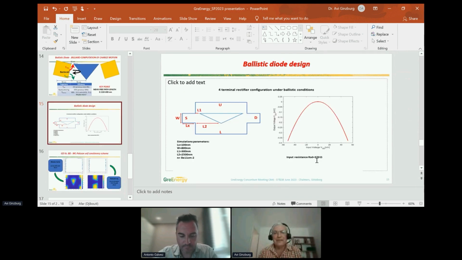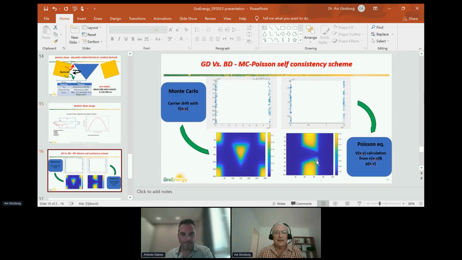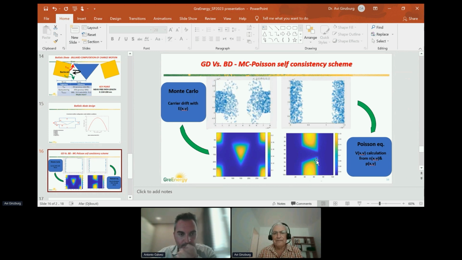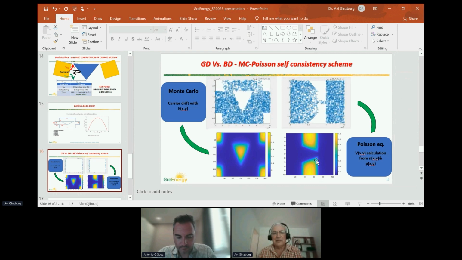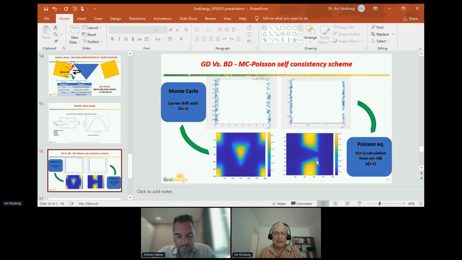Those are the output of our modeling technologies. This is one of them. And here it's a comparison between a ballistic diode and a geometrical diode. As you can see, the particles or the charges, you have much more charges that flow through the ballistic diode than in the geometrical diode. Therefore, we abandoned the geometrical diode and we are going straight to a ballistic diode.